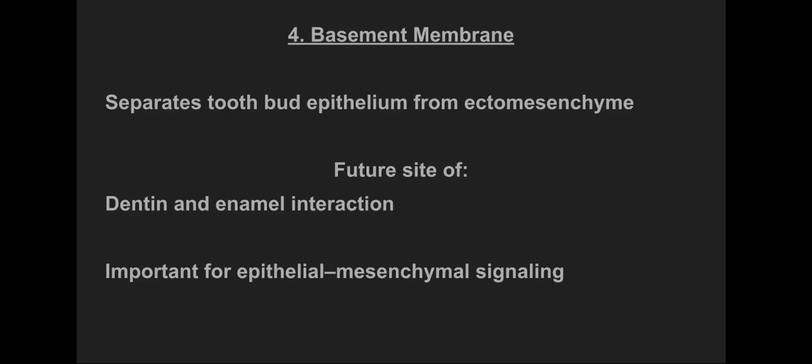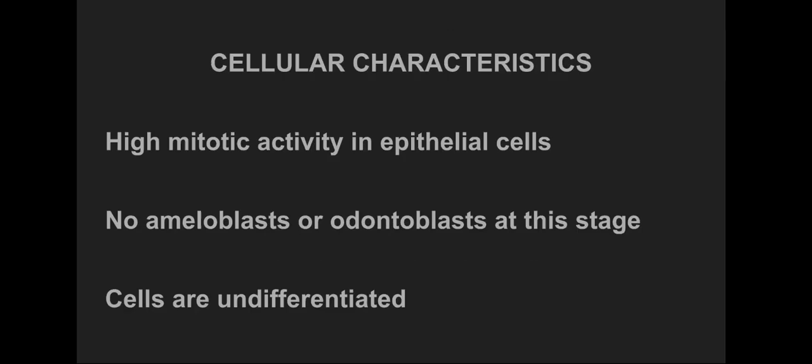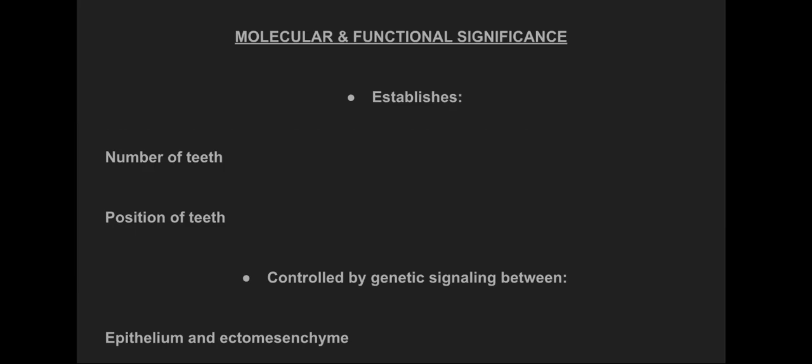Next is the basement membrane. It separates the tooth bud epithelium from the ectomesenchyme. It is also the site of dentin and enamel interaction, important for epithelial-mesenchymal signaling. Next is cellular characteristics: high mitotic activity in the epithelial cells, no ameloblasts or odontoblasts at this stage, the cells are undifferentiated. Next is molecular and functional significance: it establishes the number of teeth.